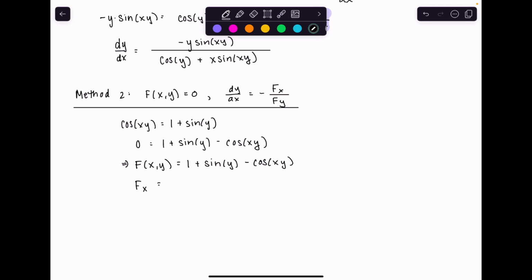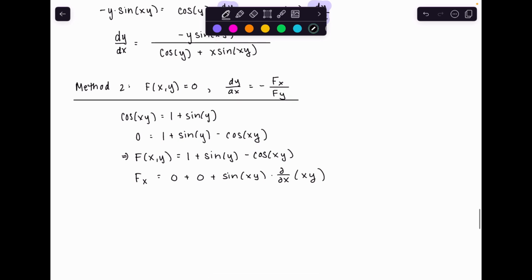So I take the partial with respect to x. This is 0. This is 0. And then here I'm going to have to do a little bit of work. Derivative of negative cosine is positive sine. And then chain rule, I've got to take the derivative with respect to x of xy. Thankfully, that's just a polynomial. Derivative of x is 1. So this is really sine of xy, and then we get times a y.